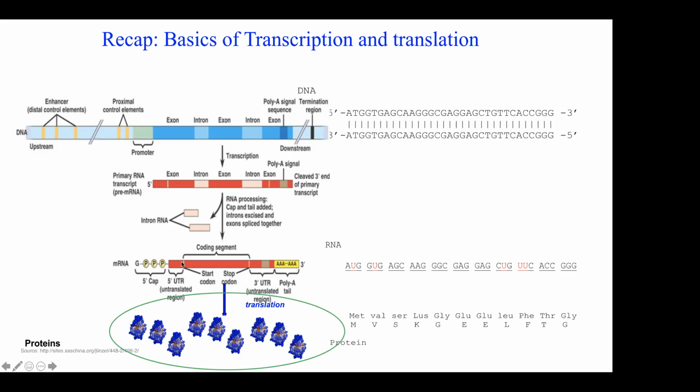Before the start codon, you have a region called the 5 prime UTR. After the stop codon, you have the 3 prime UTR. They are also important in certain ways for mRNA stability and are involved in protein production.